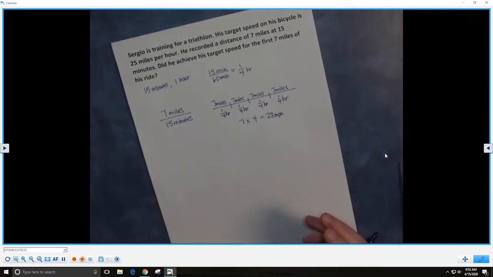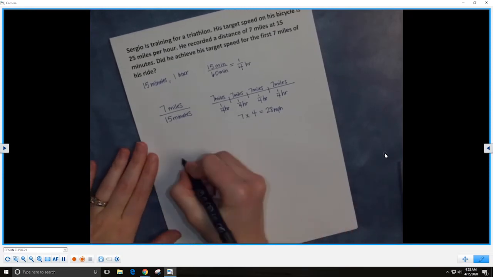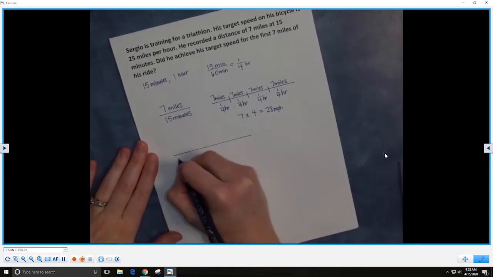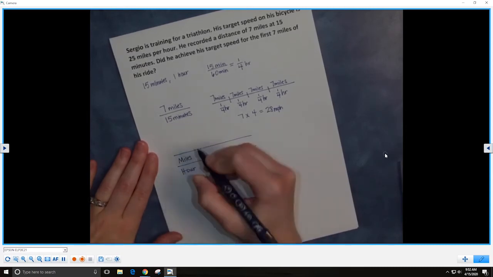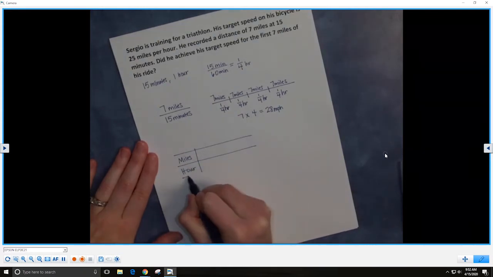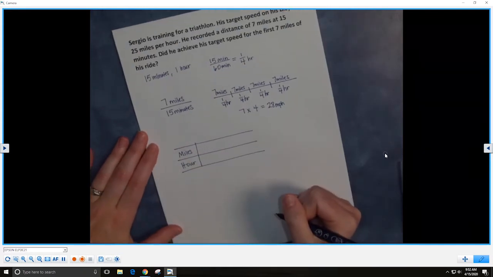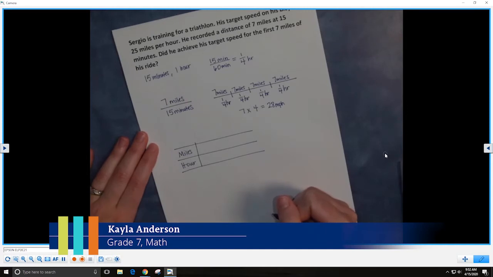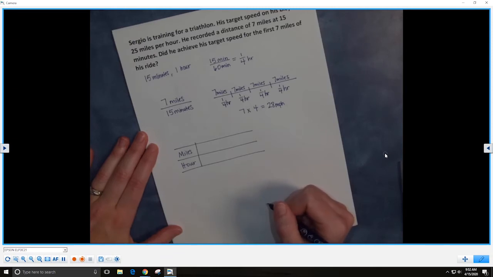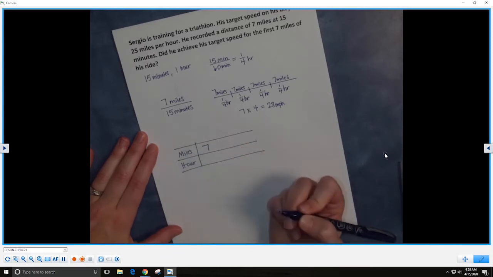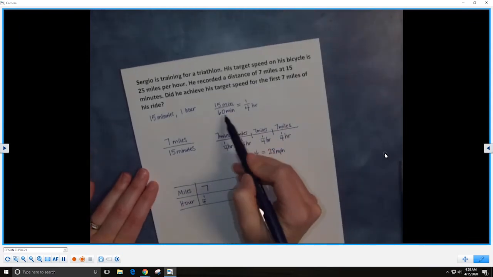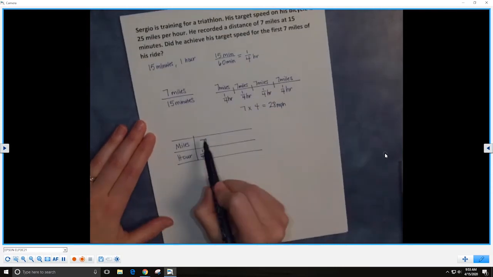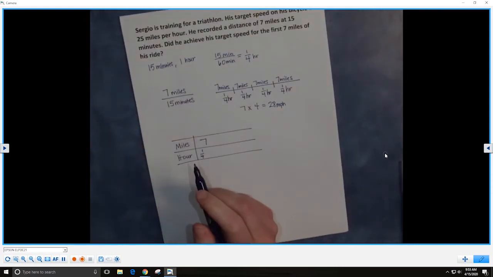Can you make a table to find a unit rate? Let's make a table. We are given distance in miles and time in minutes. We have converted the minutes to hours already, so our table would look like this. 7 miles in 1/4 of an hour, because remember that the 15 minutes was 1/4 of an hour. So 7 miles in 1/4 of an hour.